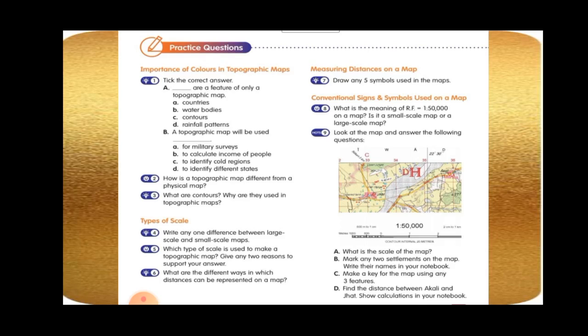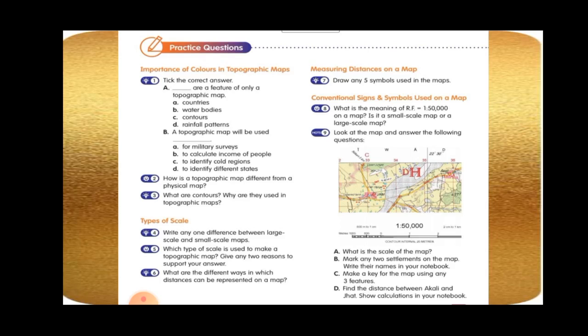Then the B question is, mark any 2 settlements on the map. Write their names in your notebook. So settlements can be seen marked in red. So what you have to do, children? What should be your answer? All the settlements are marked with red color. That will represent settlements.